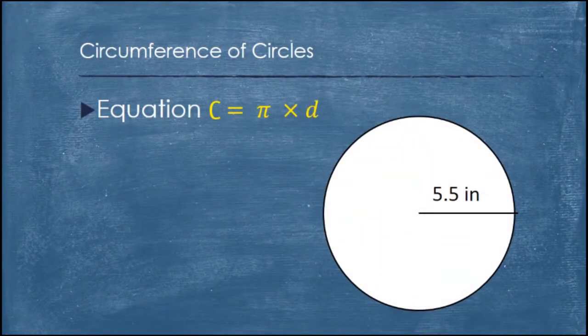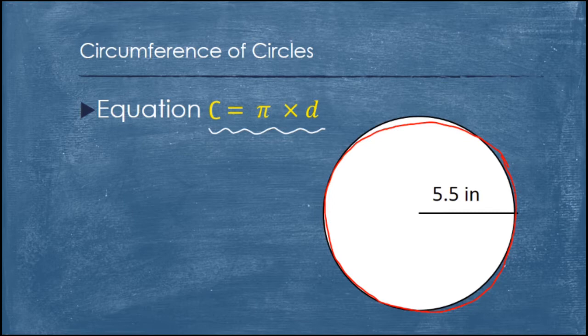So here we're going to talk about circumference of circles first, and we're going to use this equation. The circumference equals pi times diameter, and so some keywords here. So circumference, what we're trying to figure out is the distance around the outside of the circle. So that's what we're going to try to measure.